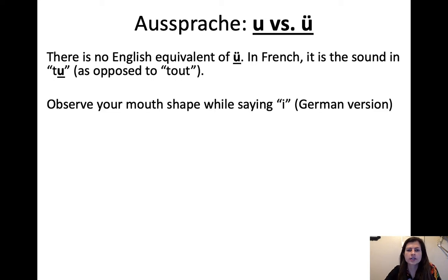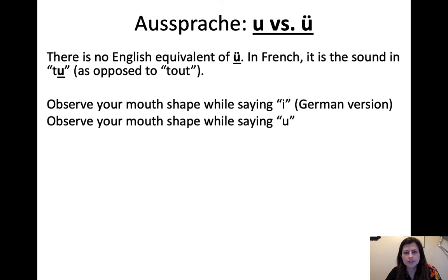So observe your mouth shape while saying E. So the I meaning E, this is the German version, E. So let's just look at the mouth shape. We have a wide mouth when we say E, like a flat, wide mouth. Our lips are wide, and your tongue is up towards the hard palate, right? Now, let's observe the mouth shape while saying ooh. Obviously our lips are rounded, and there's a lot of space in the mouth, so you have a round shape in your mouth as well. Ooh is like a big round shape with tight, round lips.